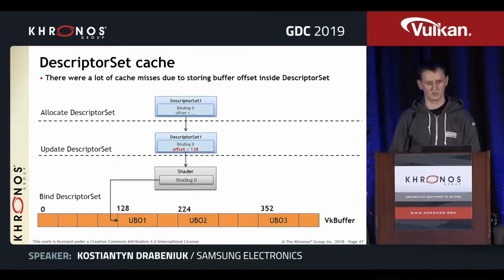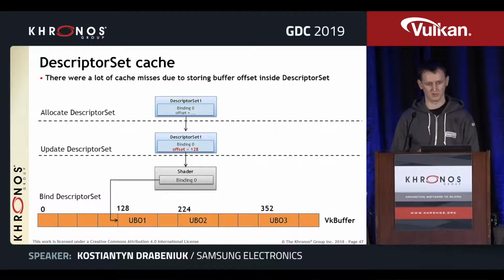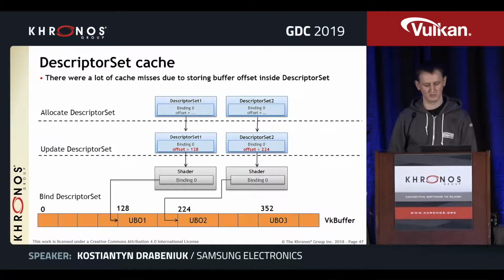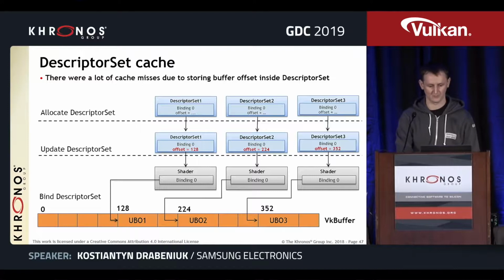Let's see an example of how to bind uniform buffer objects. For example, we have a shader with one binding and need to bind a new UBO before each draw call that uses that shader. The first step is to allocate a descriptor set, then we update it with the UBO's offset and simply bind. The steps are the same for UBO2 and for UBO3. So with this approach, a new descriptor set is needed before each draw call.